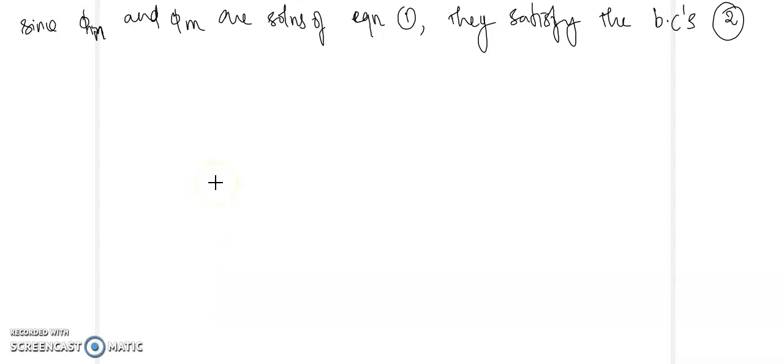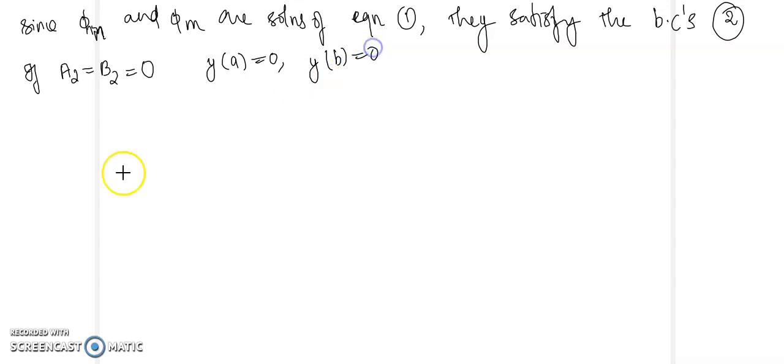Okay. So let us look at what happens in all these cases. So if A2 equal to B2 equal to 0, then we get the conditions: y of A is 0 and y of B is equal to 0.